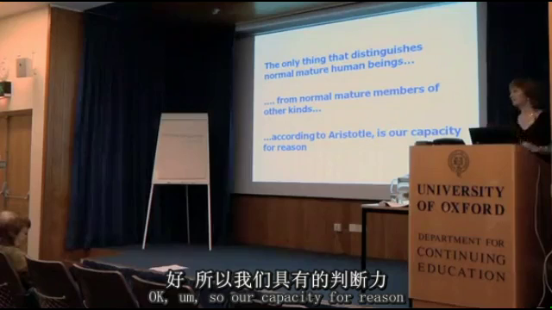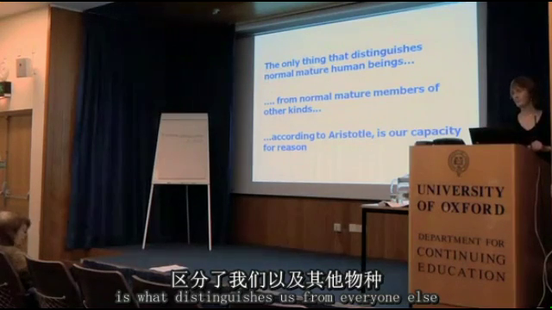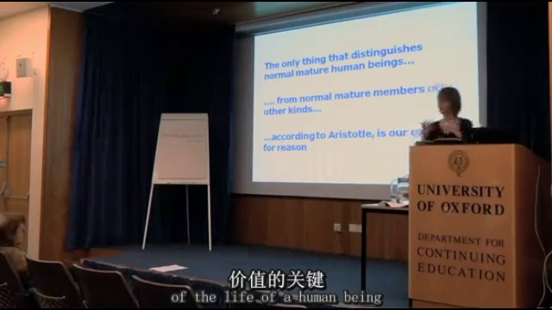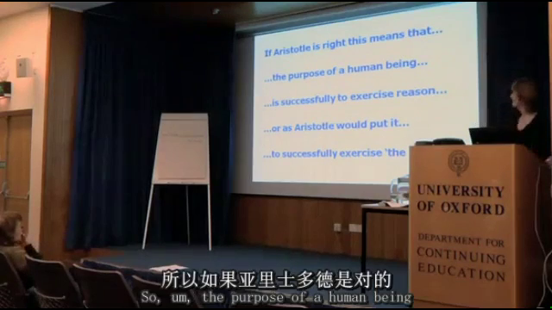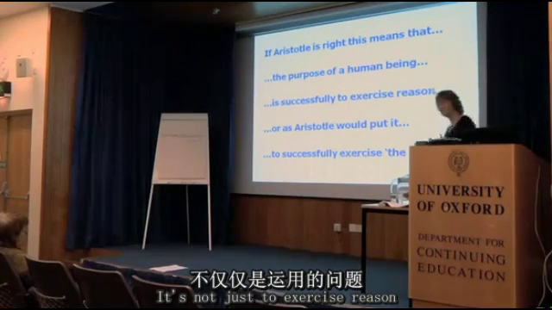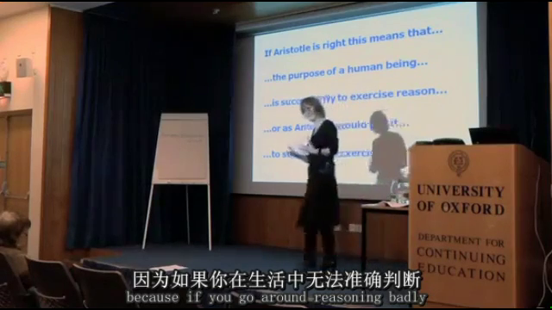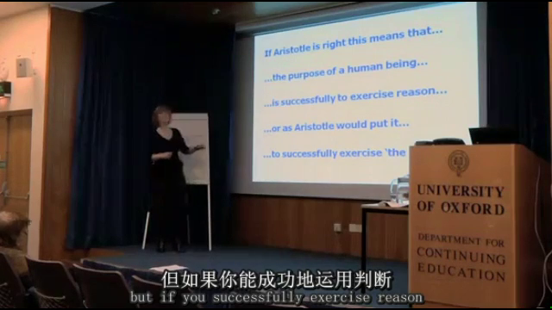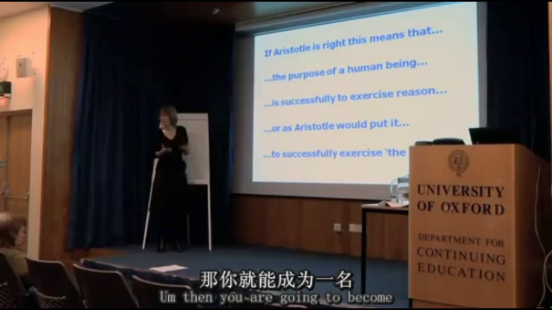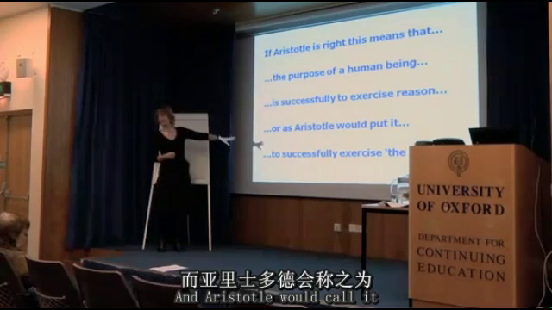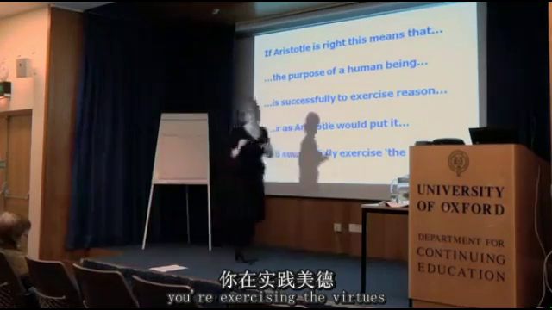Okay, so our capacity for reason is what distinguishes us from everyone else. And this, according to Aristotle, is a key to the purpose of the life of a human being. So the purpose of a human being, if Aristotle is right, is successfully to exercise reason. It's not just to exercise reason, because if you go around reasoning badly, you're not being a successful human being. But if you successfully exercise reason, then you are going to become a successful human being. You are fulfilling your human potential. And Aristotle would call it exercising the virtues. So let's have a look at that.